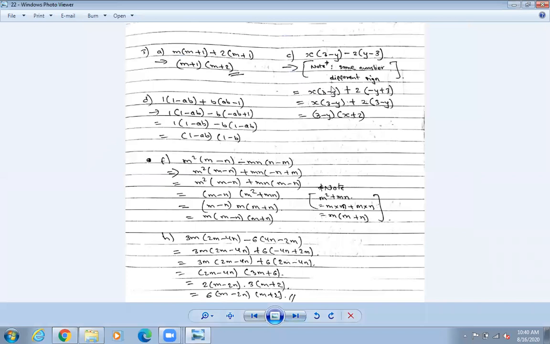Number C. Now the question is a little bit twisted over here. So x times 3 minus y is there, minus 2 times y minus 3 is there. The numbers inside the brackets are not matching. Here is 3 minus y, here is y minus 3. Now we cannot take this in a single bracket. So what shall we do now?